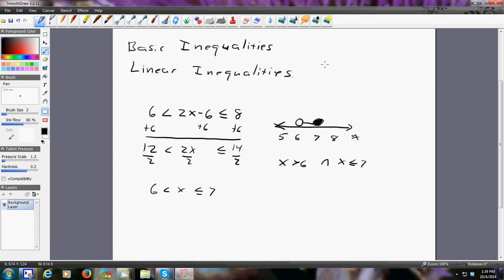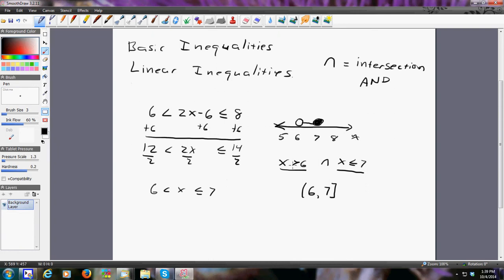This symbol here means intersection. And what that means is "and." It means this must be true and this must be true. Because 8, although 8 is greater than 6, it's not less than or equal to 7, so it's not included. The way you would write this using set notation is parentheses 6, brackets 7.